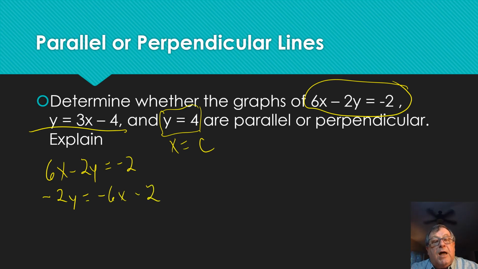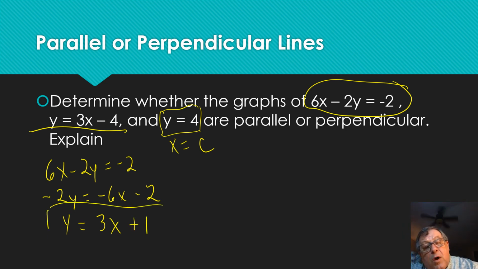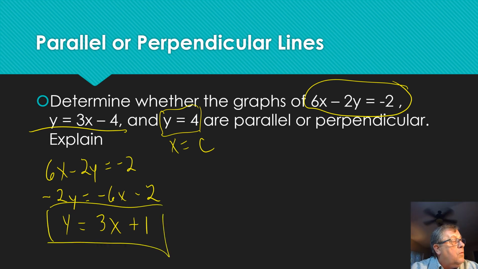And now I'm going to divide both sides of the equation by negative 2. And when we do, we're going to have y equals 3x. Negative 6 divided by negative 2 is going to be 3. And then negative 2 divided by negative 2 is going to be positive 1. So that first equation, when I put it in slope-intercept form, is y equals 3x plus 1.